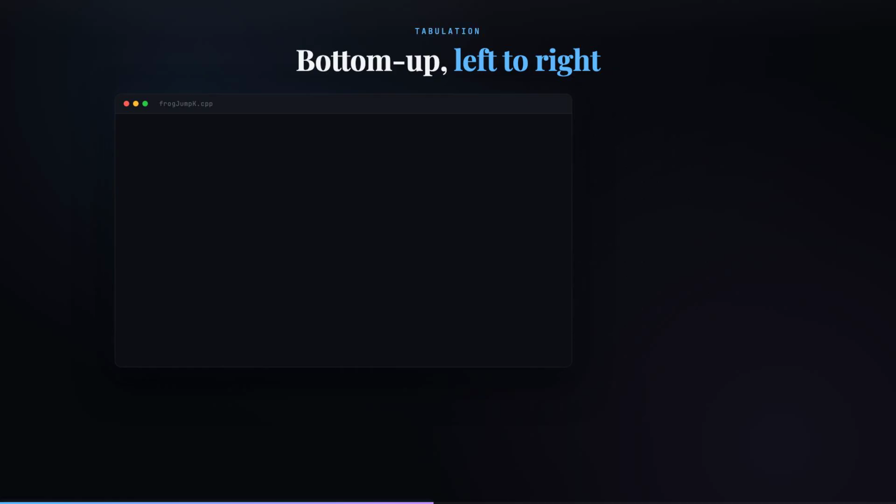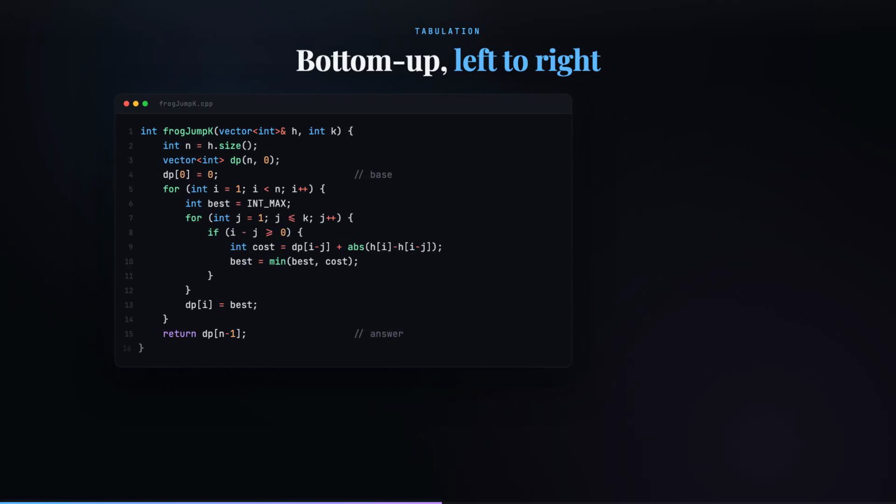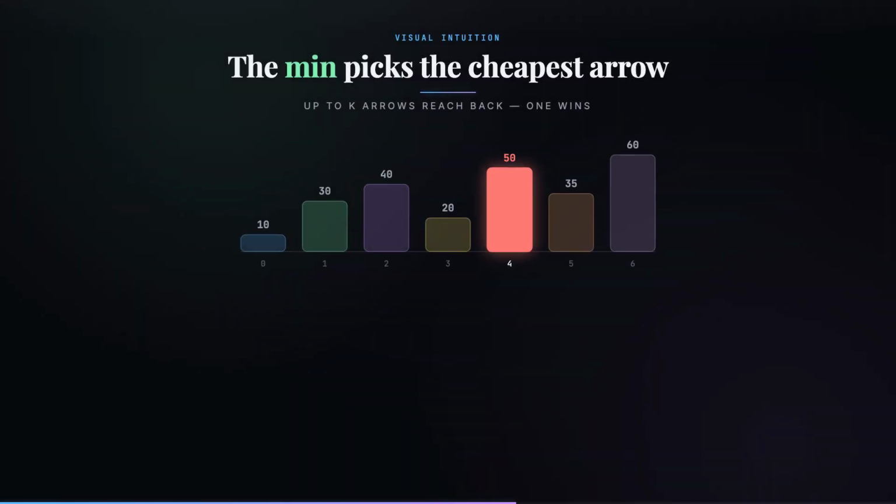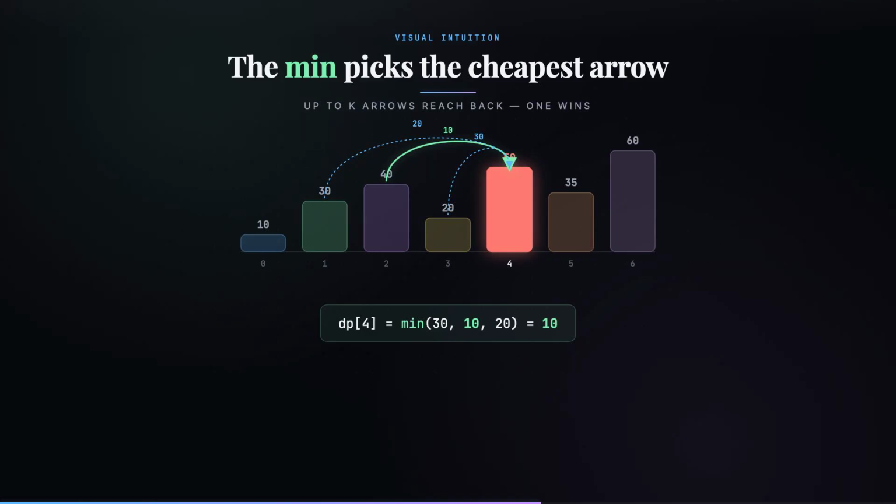Now the bottom-up tabulation. We build a DP array, set dp of 0 to 0, and fill the rest from left to right. For each stair i, we look back at up to k previous stairs. For each valid one, we add its DP value to the height difference, and we keep the smallest. That minimum becomes dp of i. The answer waits for us at dp of n minus 1. Picture it like this. For a given stair i, up to k arrows reach back to earlier stairs. Each arrow carries a cost. The min operator simply selects the cheapest arrow to land on.